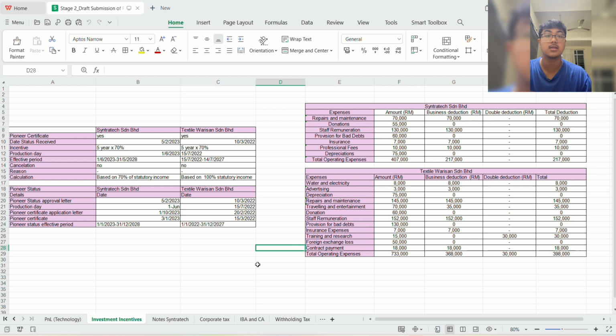The comparison reveals a clear distinction. While both companies enjoy significant benefits under pioneer status, Textile Warisan maximized its relief through proactive efforts to qualify for additional deductions. This underscores the importance of not only receiving tax incentives but also planning and managing expenses to fully capitalize on them.